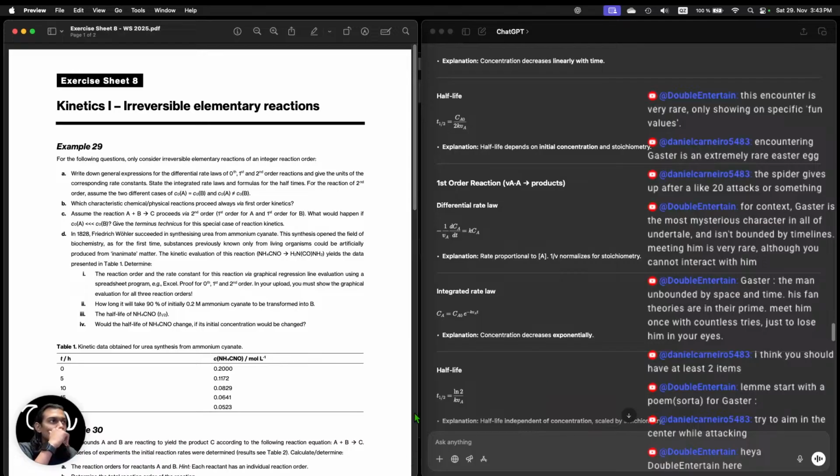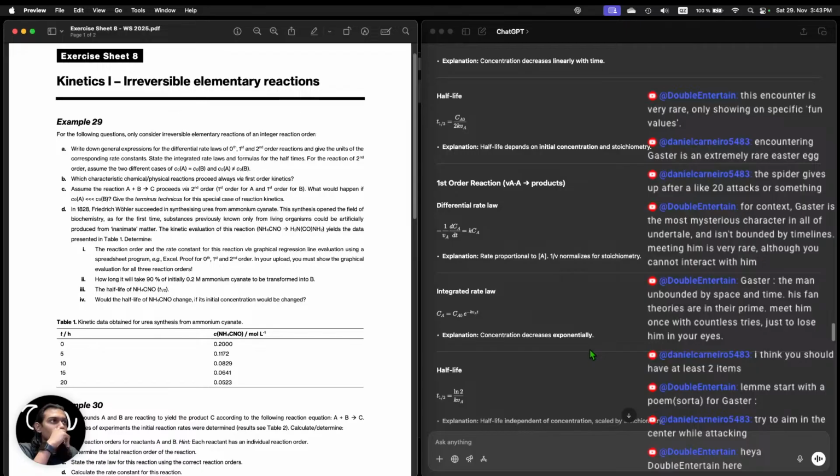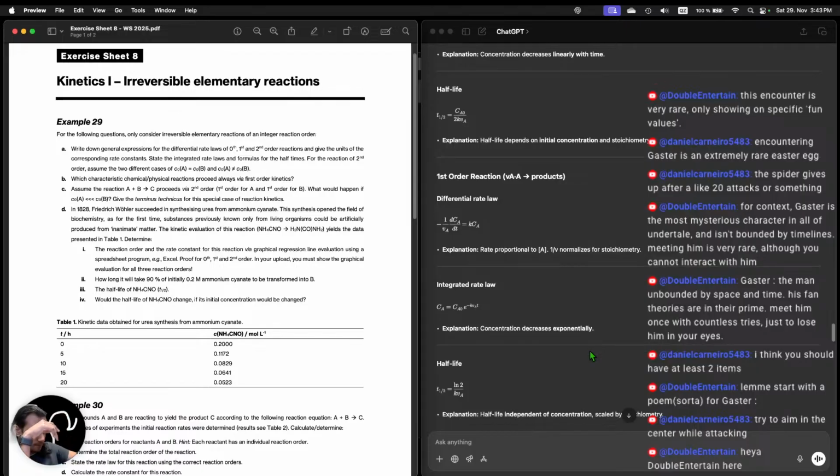Okay. The more you know, I guess. So where was I last time? Integrated rate law for second order reaction.